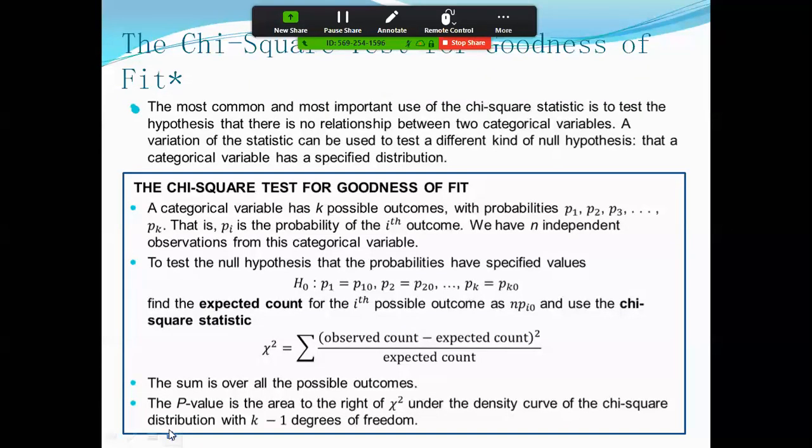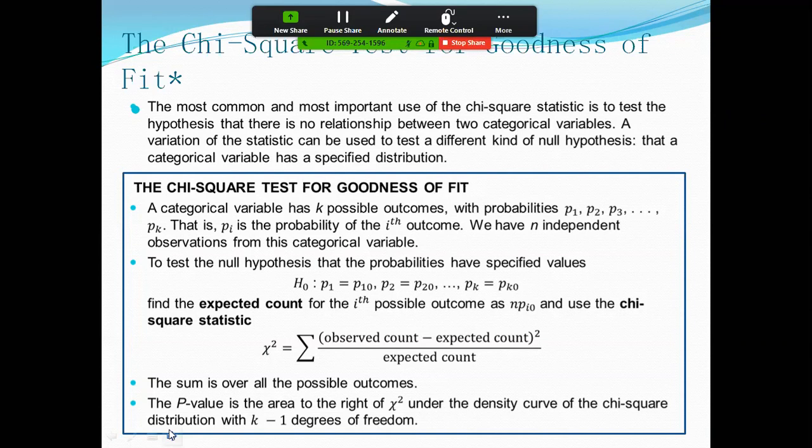The chi-square test for goodness of fit. A categorical variable has k possible outcomes with probabilities p1, p2, p3, through pk. That is, pi is the probability of the ith outcome. When we have n independent observations from this categorical variable, to test the null hypothesis that the probabilities have specified values, H0: p1 equals p10, p2 equals p20, through pk equals pk0.